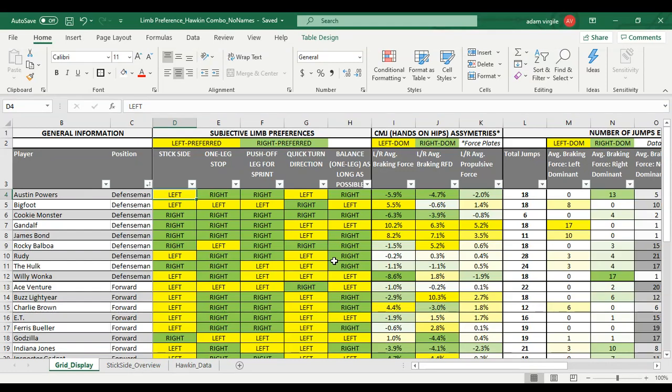Hi guys. I just wanted to share some of the things that we've been looking at regarding limb dominance and limb preference in ice hockey players because I think that it can provide a lot of value for a lot of practitioners out there. And I'll go through what we did.